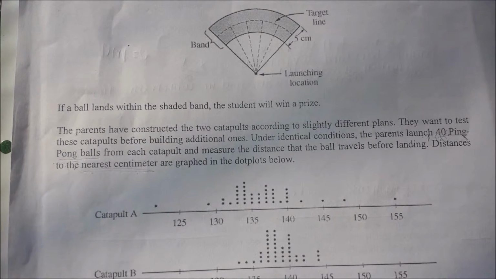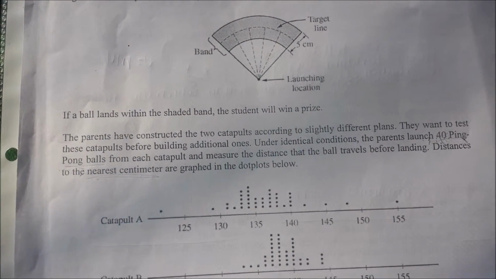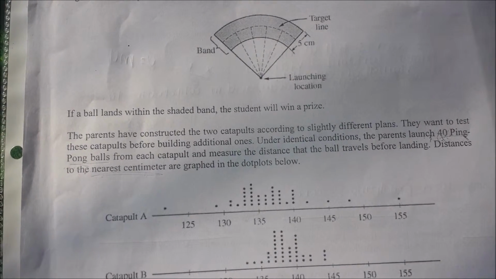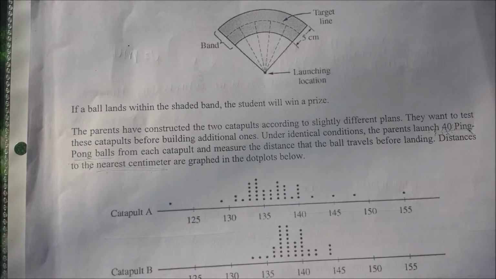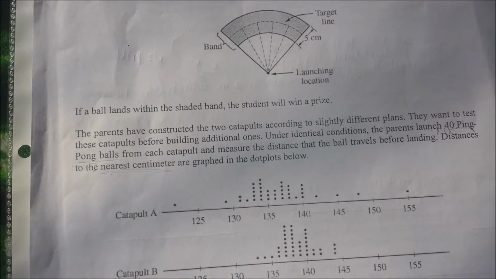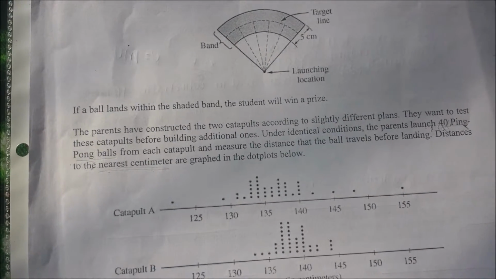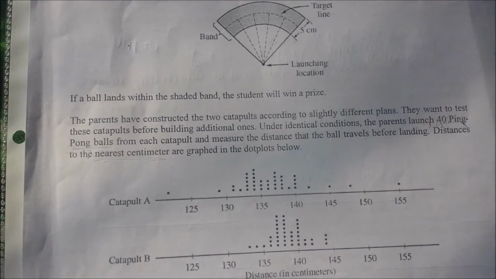The parents have constructed the two catapults according to slightly different plans. They want to test these catapults before building additional ones. Under identical conditions, the parents launch 40 ping pong balls from each catapult and measure the distance that the ball travels before landing. Distances to the nearest centimeter are graphed in the dot plots below.